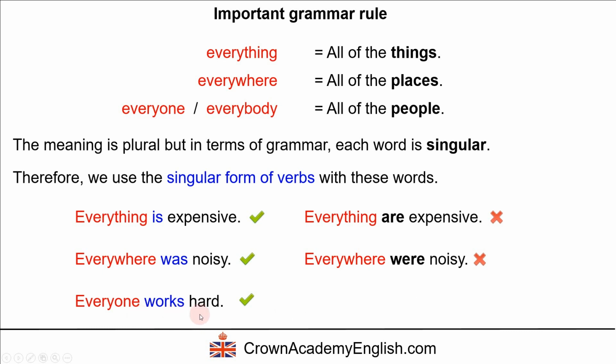And here we have an example of a verb in the present simple. Everyone works hard. So this is the third person singular. I work, you work, he, she, or it works with an S. It's singular, but there's an S. It's a bit confusing, but this is the singular form. And this is wrong: Everyone work hard. Work here is the third person plural. They work. So this is wrong.